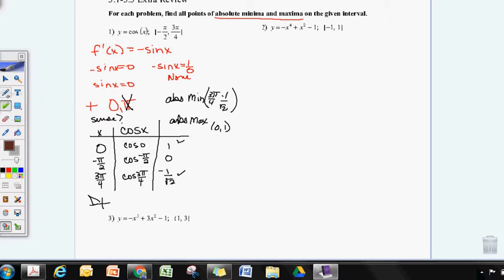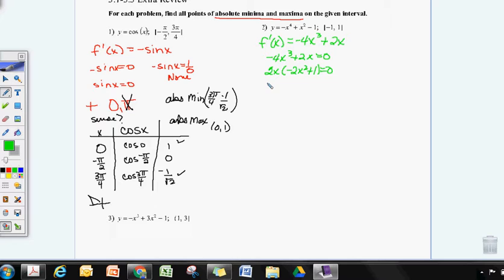So doing the same thing again for the next problem. The first thing I need to do is find my derivative. So f of x equals negative x to the fourth plus x squared minus 1, and the derivative is negative 4x cubed plus 2x. I have to set that equal to 0. And as I set that equal to 0, I see there's a GCF of positive 2x that I can pull out. That would give me negative 2x squared plus 1 equals 0.